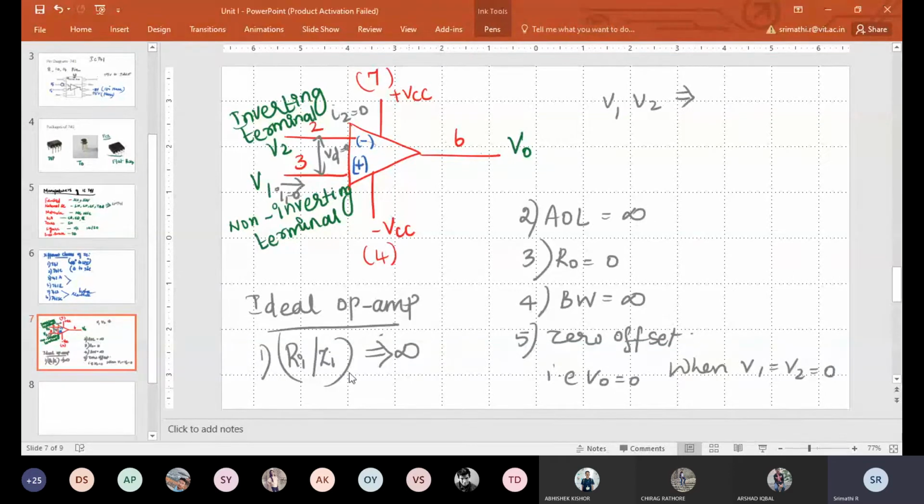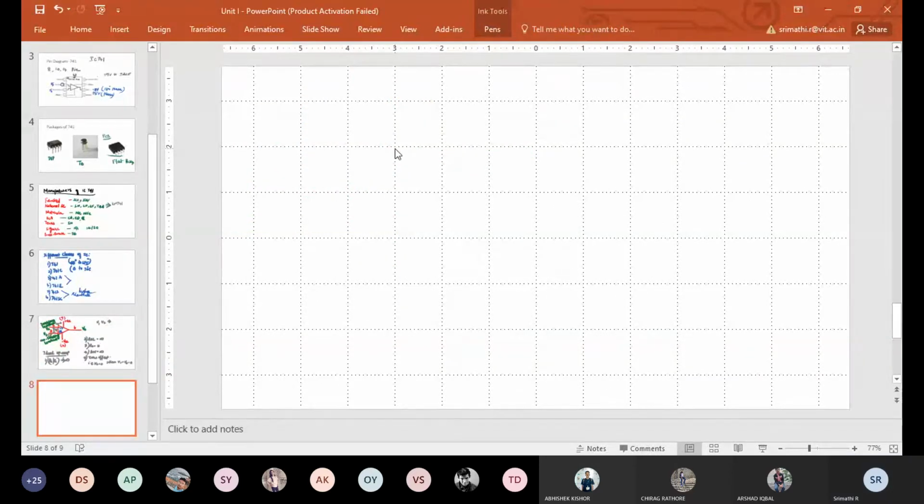So when I'm telling that input resistance is infinity, this op amp won't draw any input current, either I1 or I2, inside it. So I1 equal to I2 is equal to 0. Let me go ahead with the next slide. So I1 equal to I2 is equal to 0 when the op amp does not draw any current at the input terminal. Why does this happen? This is because your input impedance is infinite.